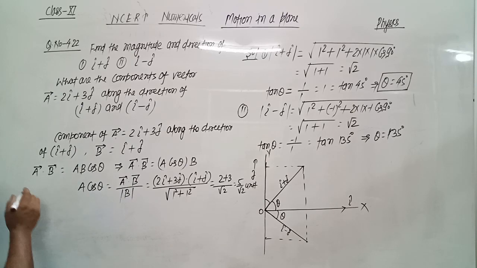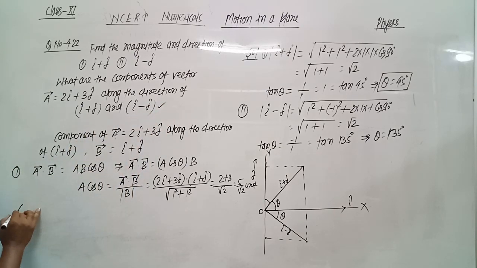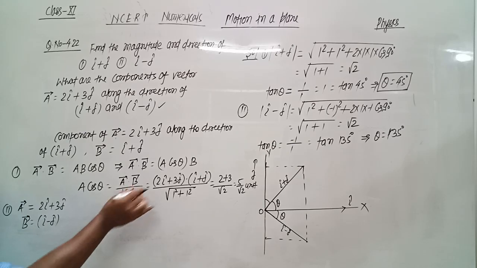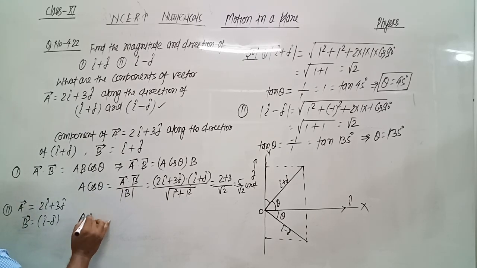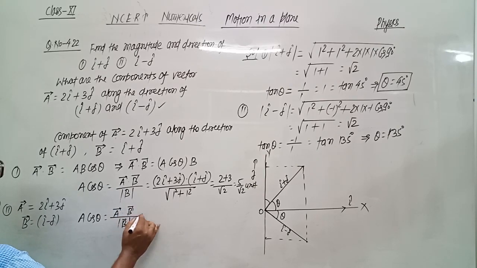So for the second part, we assume a vector A is given already, 2i cap plus 3j cap, and vector B we supposed i cap minus j cap, and the same formula we used. So A cos theta equals magnitude of A vector dot B vector upon magnitude of vector B.